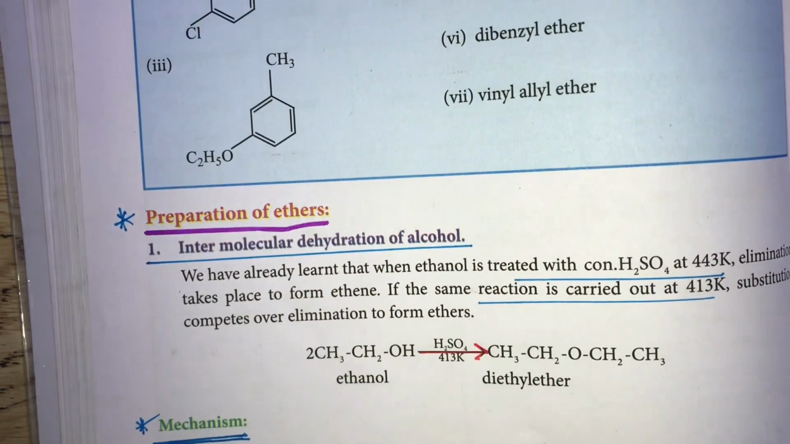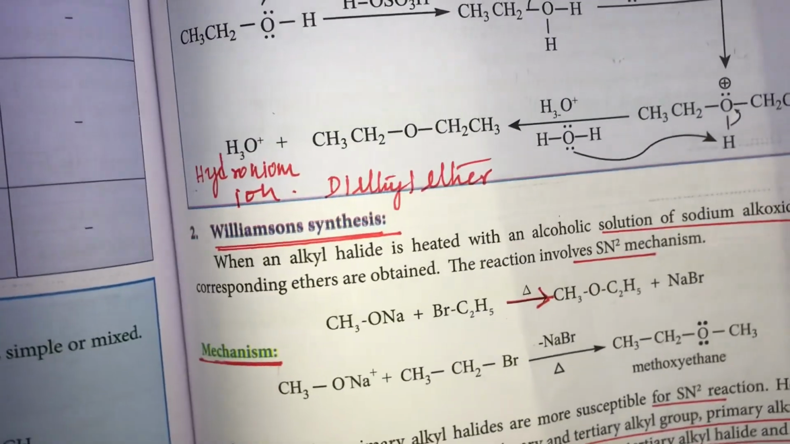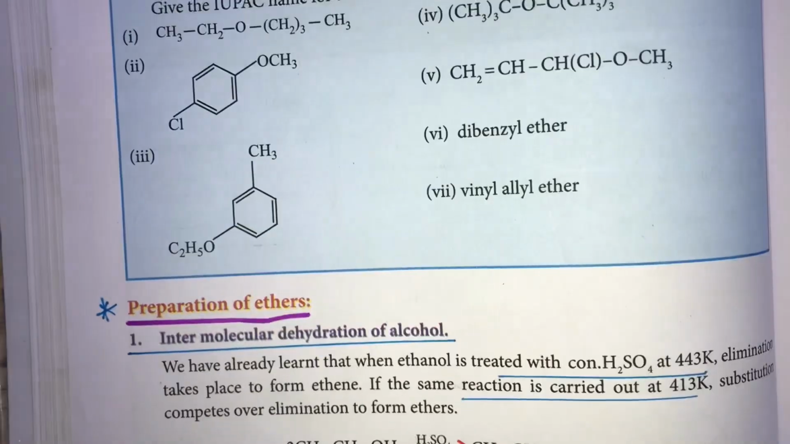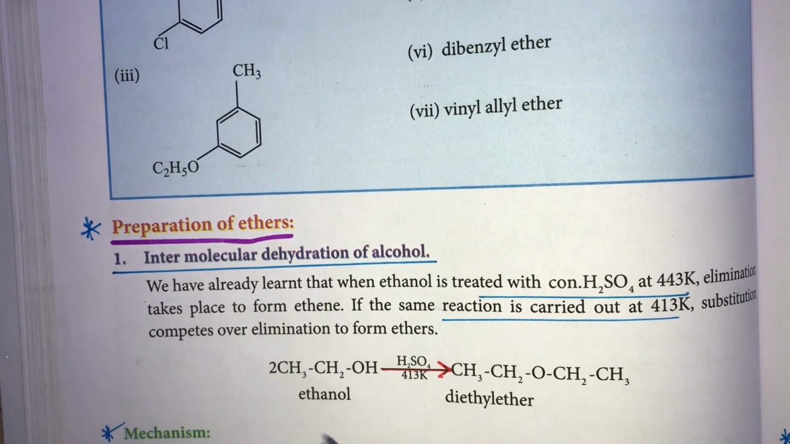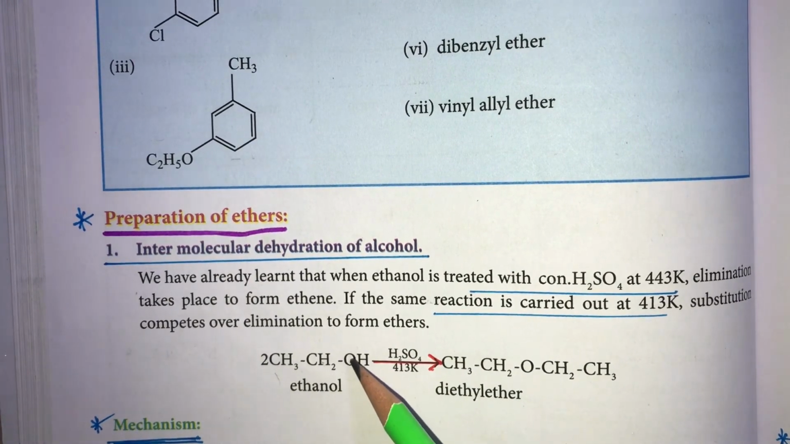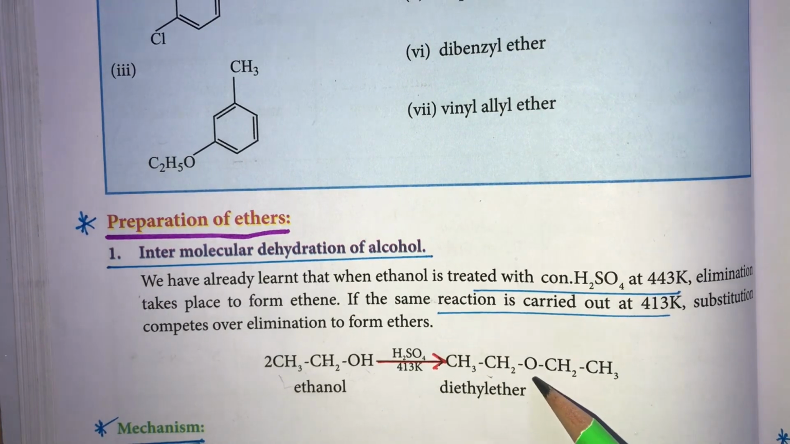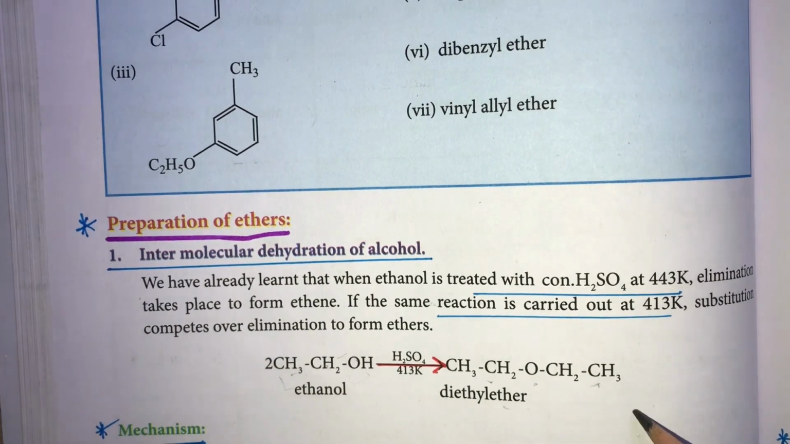Next is the preparation of ethers. The first is dehydration of alcohol using the dehydrating agent sulfuric acid. The next is Williamson ether synthesis. The third is methylation of alcohol. Preparation of ethers by intermolecular dehydration of alcohol: two molecules of ethyl alcohol, and from the two molecules one water molecule is removed. It forms two C2H5 groups joined through O, giving diethyl ether.